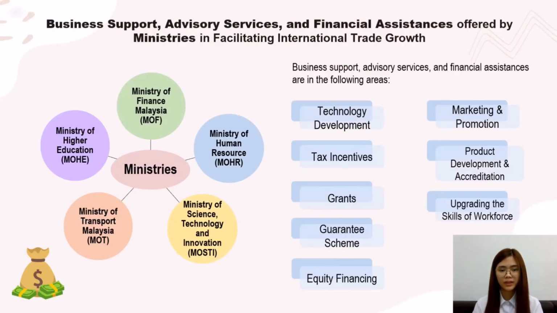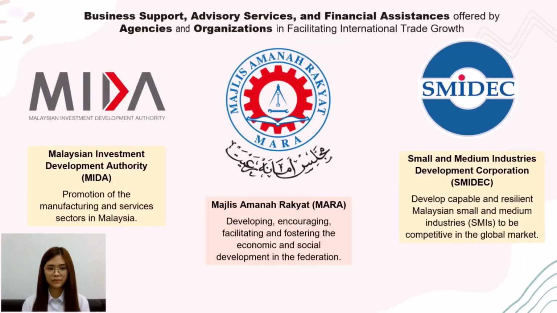Not only that, ministries in Malaysia also provide business support, advisory services, and financial assistance to help international trade growth. Some of the ministries are MOF, MOHR, MOSTI, MOT, and MOHE. They provide assistance in the areas of technology development, tax incentives, grants, guarantee schemes, equity financing, marketing and promotion, product development and accreditation, as well as upgrading workforce skills. Other agencies and organizations such as MIDA, MARA, and SMIDEC also offer assistance to ease international trade.